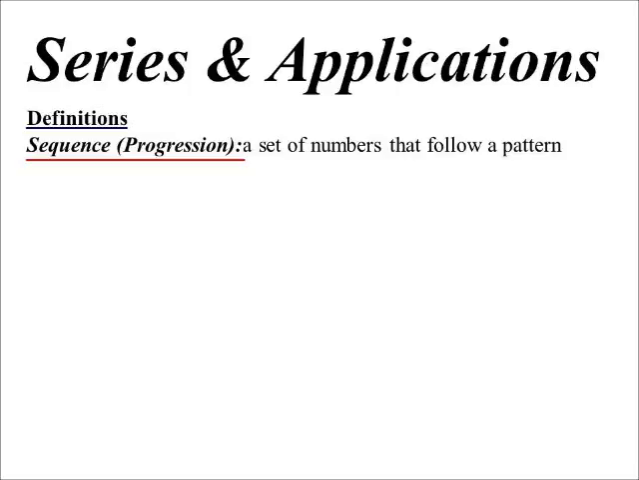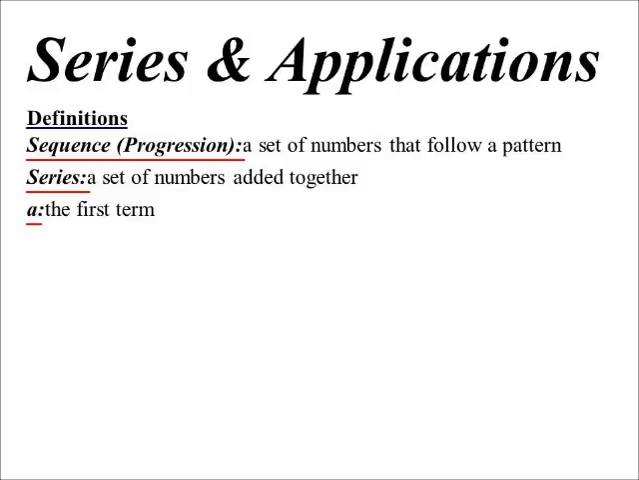But the technical difference is the sequence and progression is just a set of numbers that follow a pattern, whereas a series is still the same set of numbers, but instead of putting a comma between each term, I put a plus sign. And so the series technically is all those terms added together. So that's the technical difference between the two things. A sequence is just a list of numbers, whereas a series is the sum of those numbers.